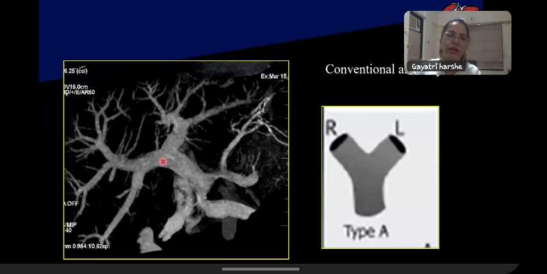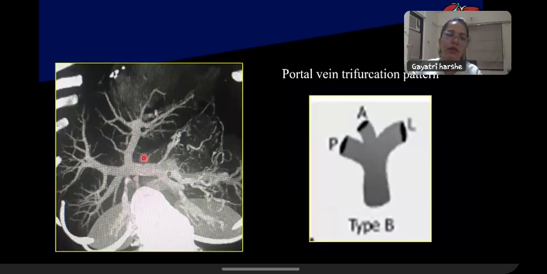This is the classic type A Nakamura variation of the portal vein, where the main portal vein divides into left portal vein and right portal vein, and the right portal vein further divides into right anterior and right posterior branches, and the left portal vein has segmental branches, that is segment 2, segment 3, and segment 4. Here is the portal trifurcation.